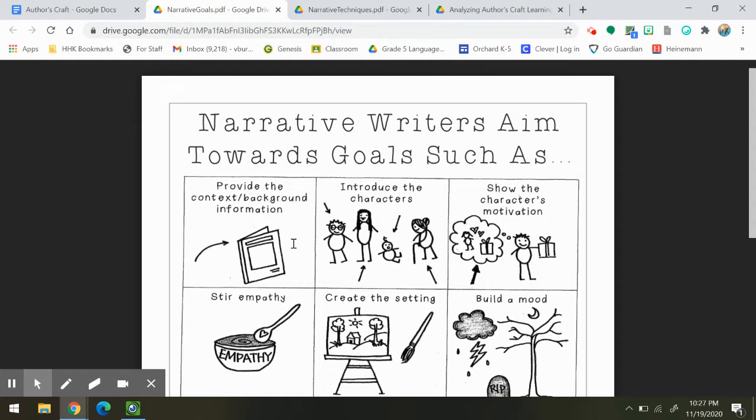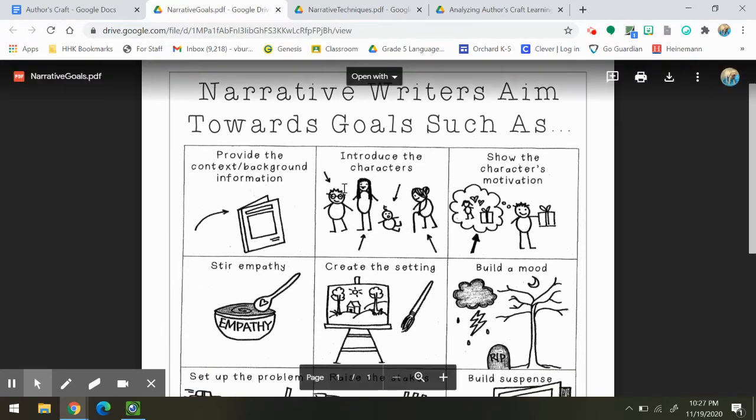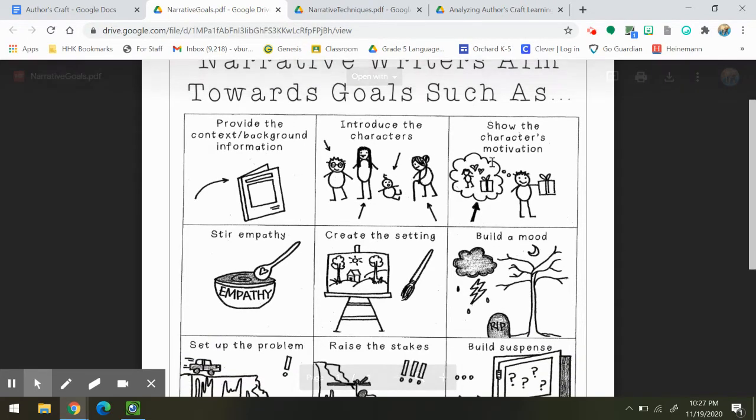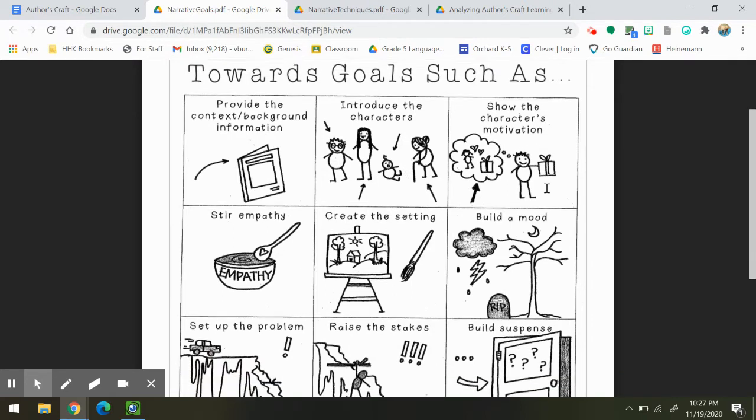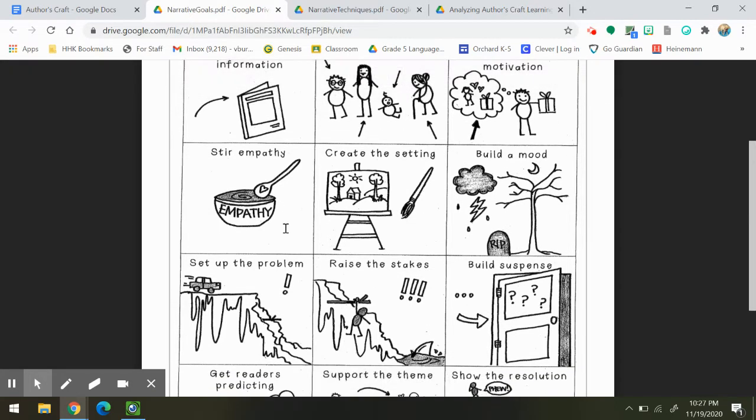Authors might be trying to give you context or background information. They might be trying to introduce the characters, right? That often happens more in the beginning of the story. Sometimes an author wants to show their character's motivation, which is what they want. Sometimes they're trying to stir empathy, which means they want you to feel what the character's feeling.